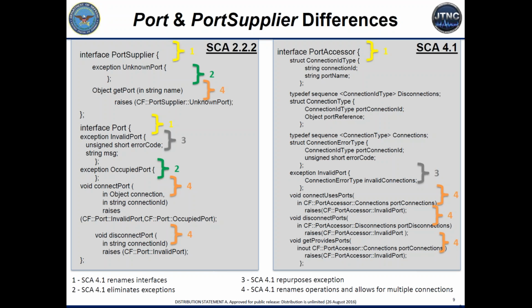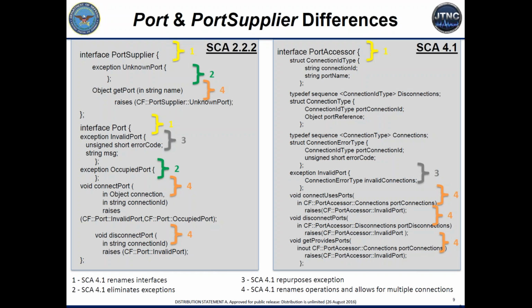The other reason it was necessary to make some changes, and why we continue to extend those changes through the construct, is that when you look at the individual operations supported by port and port supplier in 222, when it goes to 4.1, there are changes that are going to be required to multiplex, or something similar to that concept, within 4.1.